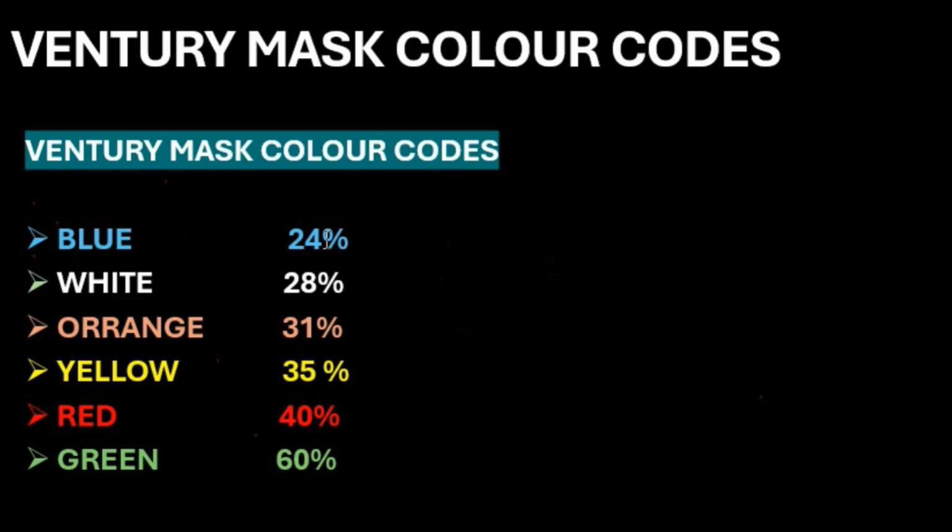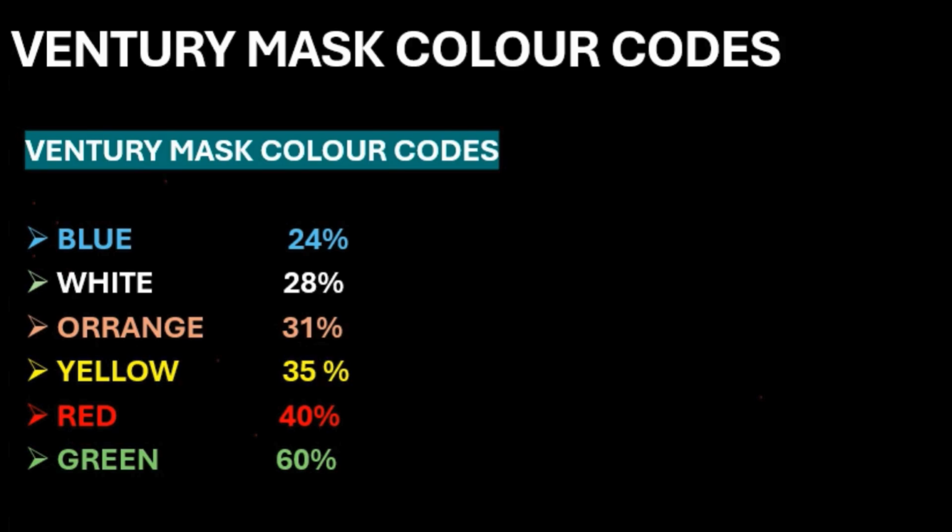Venturi mask color codes. Blue 24%, white 28%, orange 31%, yellow 35%, red 40%, and green for 60%. Maybe you are thinking how we can relate it to the color. Because here I am arranging in a particular manner and with particular color. So even if you don't remember the percentage, maybe you will remember the position and color in your exam because the visuals will be connected more to your brain.